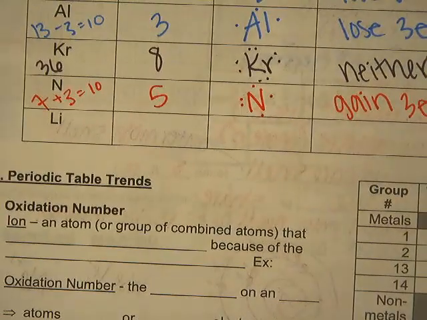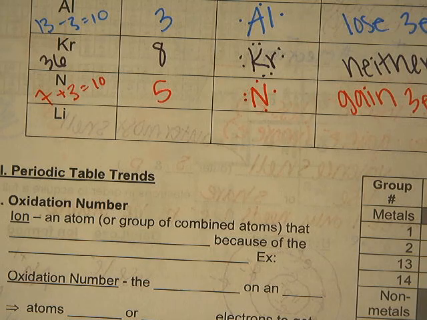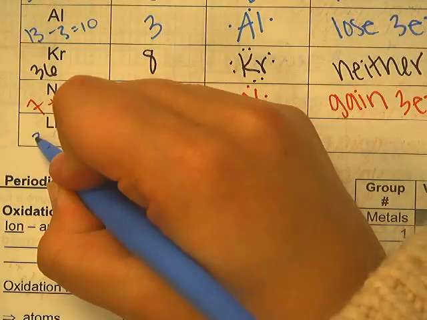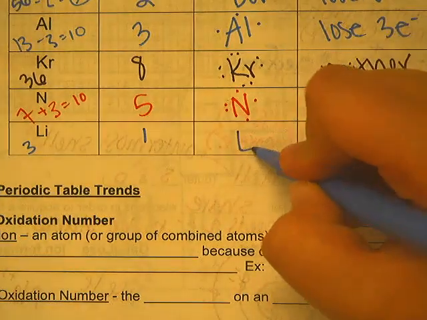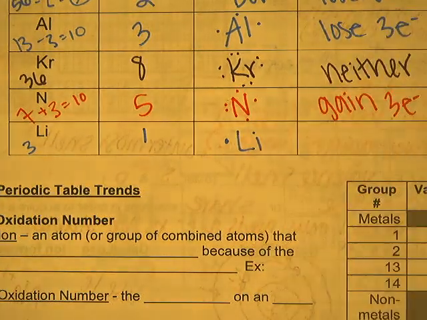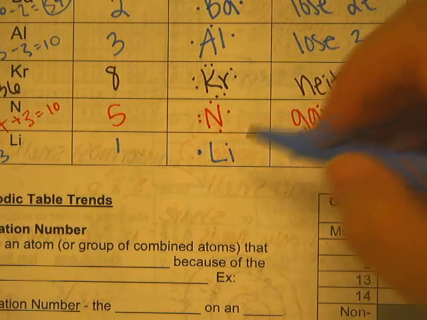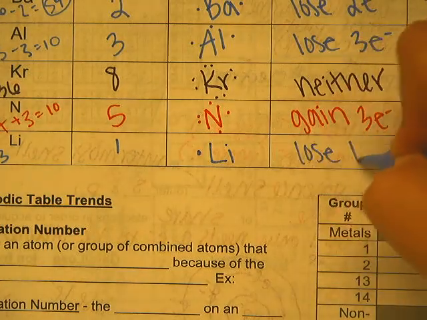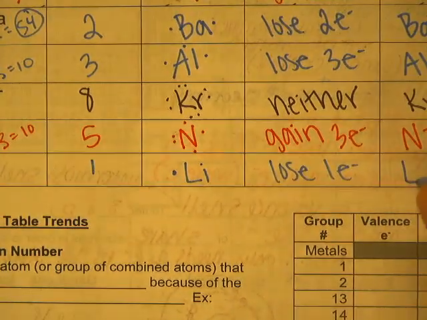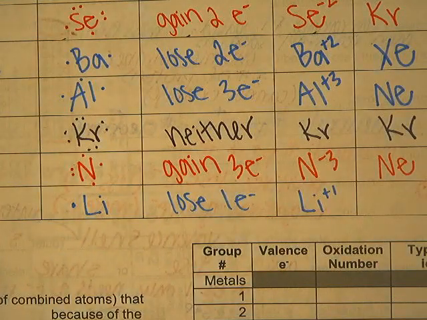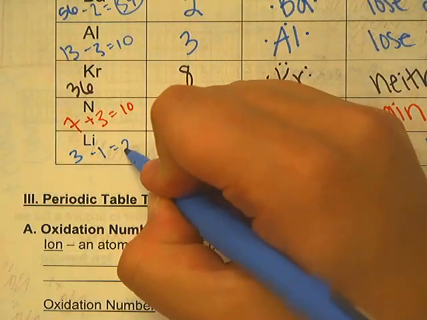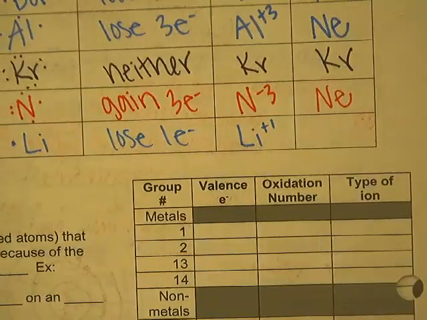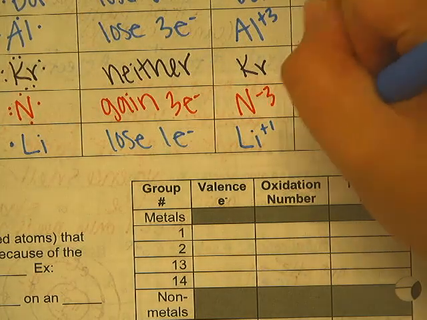And then the final one is lithium. Lithium is atomic number 3. It has 1 valence electron. Its symbol is Li with just a single electron. It wants to lose that 1 electron. It would become an Li with a plus 1 charge ion. And if I have 3 electrons and I lose 1, I have 2 electrons now. Which noble gas is that? Helium.